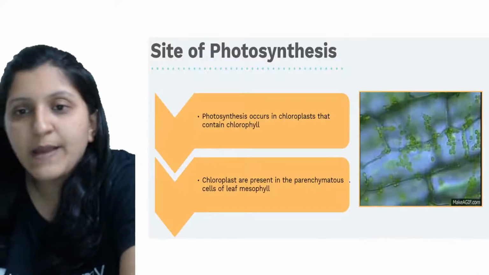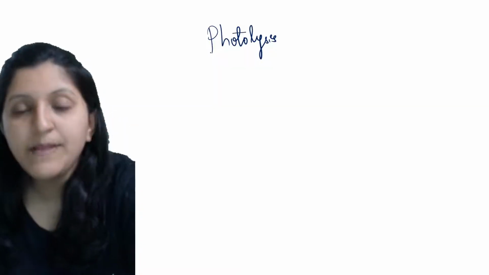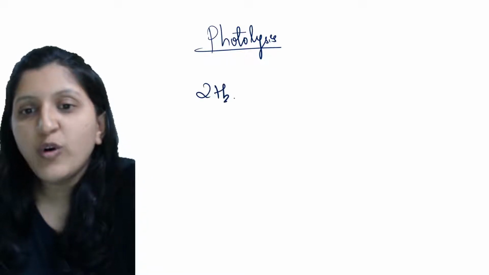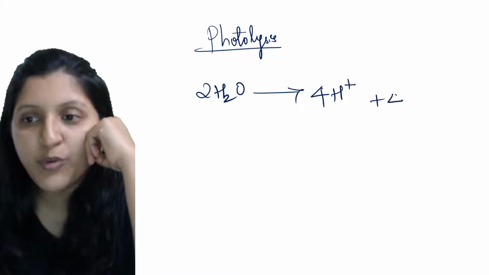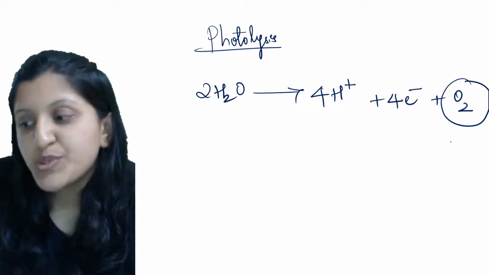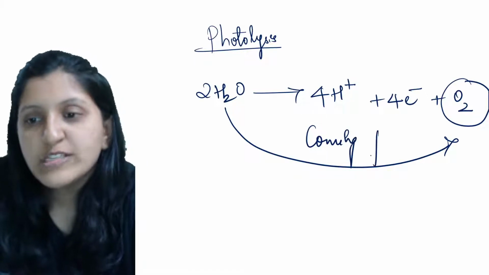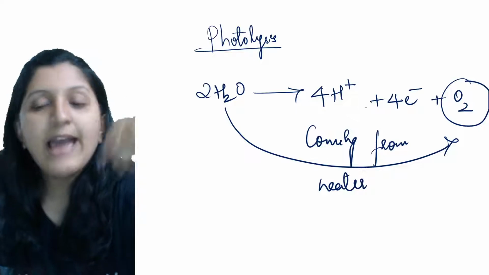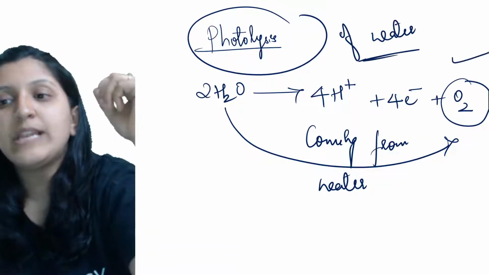Let me just write it here itself. When the photolysis occurs, when the water is being split up, that is photolysis of water. Water is being split up by the light. In that case, let's say two water molecules are being split up, so four protons are produced and four electrons are produced, and then there is an oxygen release. That means the oxygen which is released is coming from water and not from the carbon dioxide, because photolysis of water is occurring and that is what releases the oxygen.